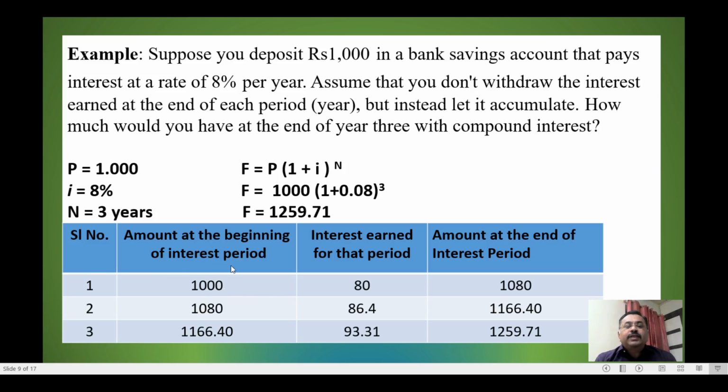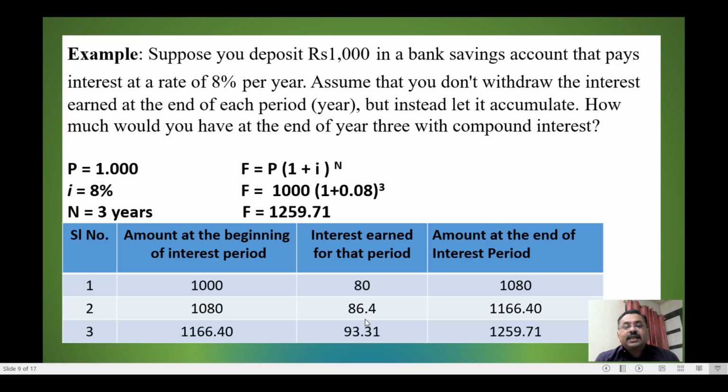The amount at the beginning of the interest period is 1000 rupees that we have kept. The interest earned for the period of 1 year is 80 rupees. That will be added to the principal amount. That means 1080 rupees. That 1080 rupees is the amount at the beginning of the next interest period. The interest which we will be earning on 1080 rupees will be 86.4 rupees, and that will be added to the 1080 rupees. It will become 1166.40 rupees. That will be the amount towards the end of the second year, and that will be the initial amount for year 3.